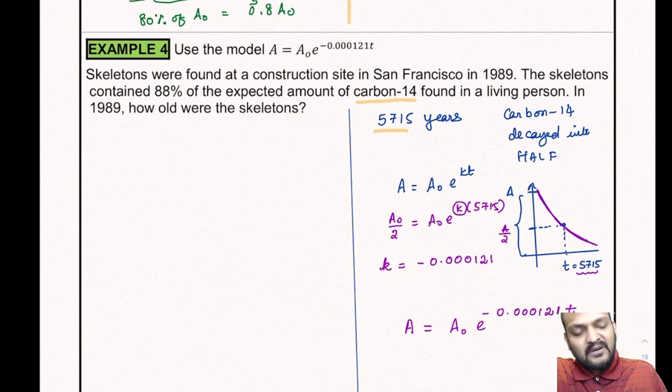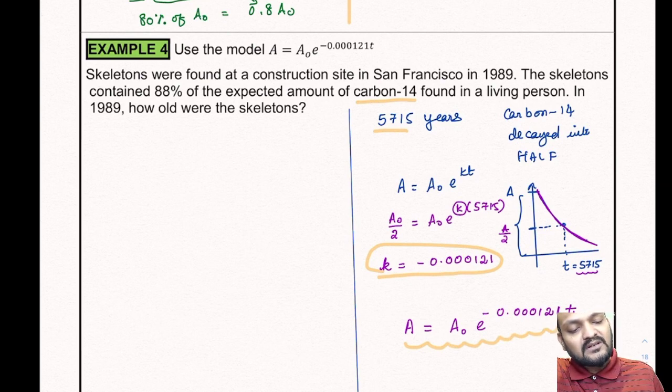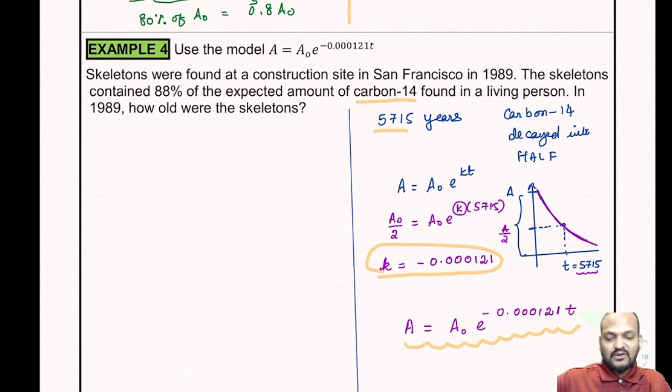And so if you do that the same way we did earlier, the growth rate, or in this case the decay rate, is going to be negative 0.000121. So therefore, the equation that we're going to work through is A equals A sub 0 e to the negative 0.000121t. So we're going to use that. So let's see what we need to do here.